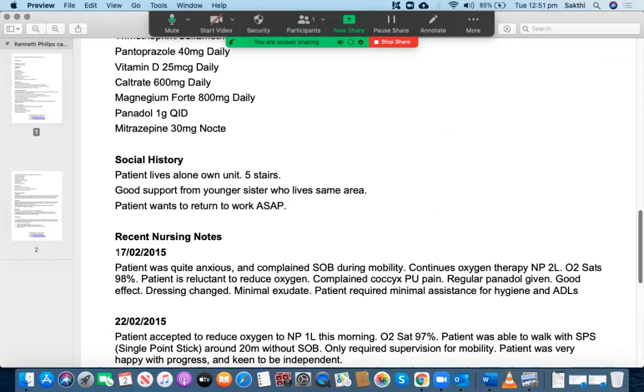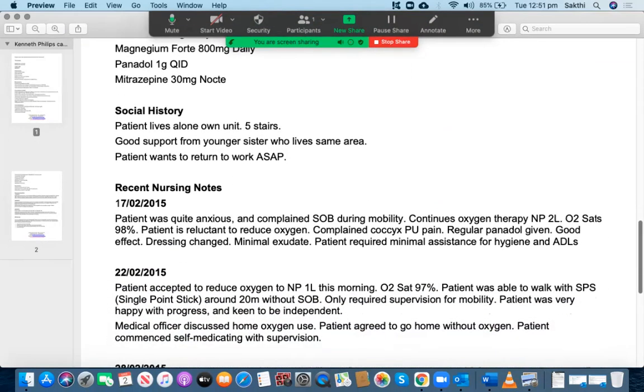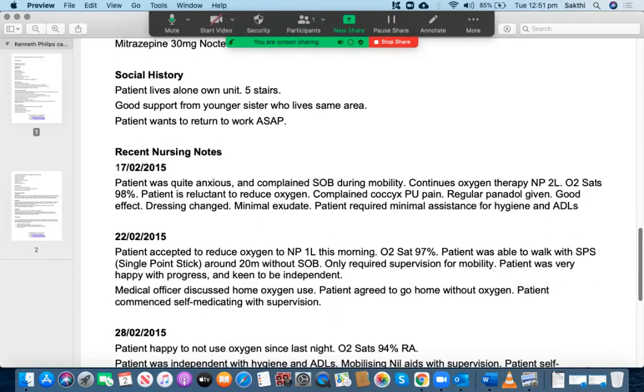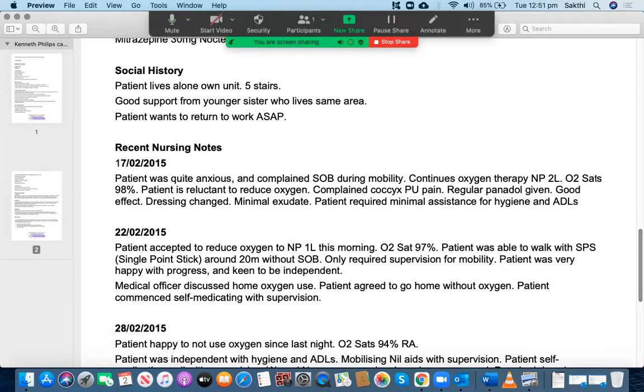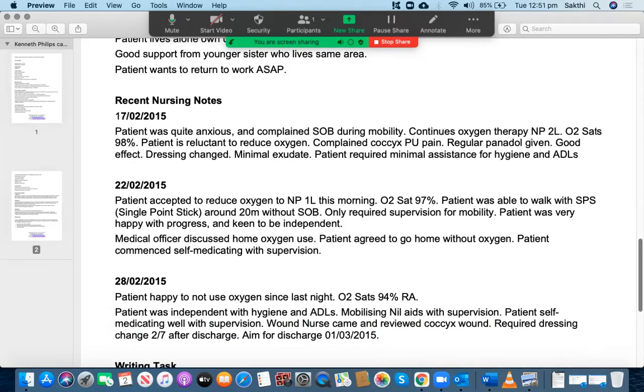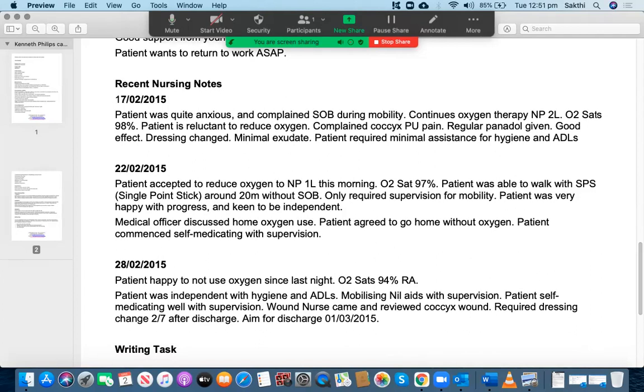All right, social history. Patient lives alone in one unit, 5 stars. Okay. And then good support from younger sister who lives in the same area. Occupation, wants to return to work as soon as possible. Okay, that's our reason, nursing homes. So you need to pick up only the important ones. Okay, so that's all good.